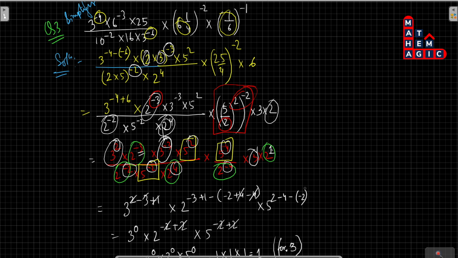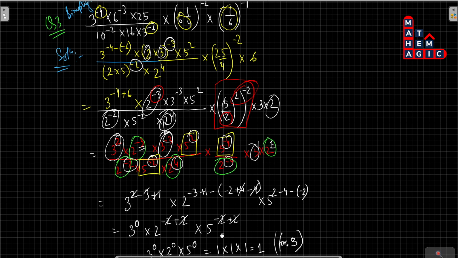All right, so let's check whether you can understand the simplification sum. The sum was quite a big one. This kind of sum you can see for 3 marks to 4 marks, usually 3 marks. So hopefully it's clear.